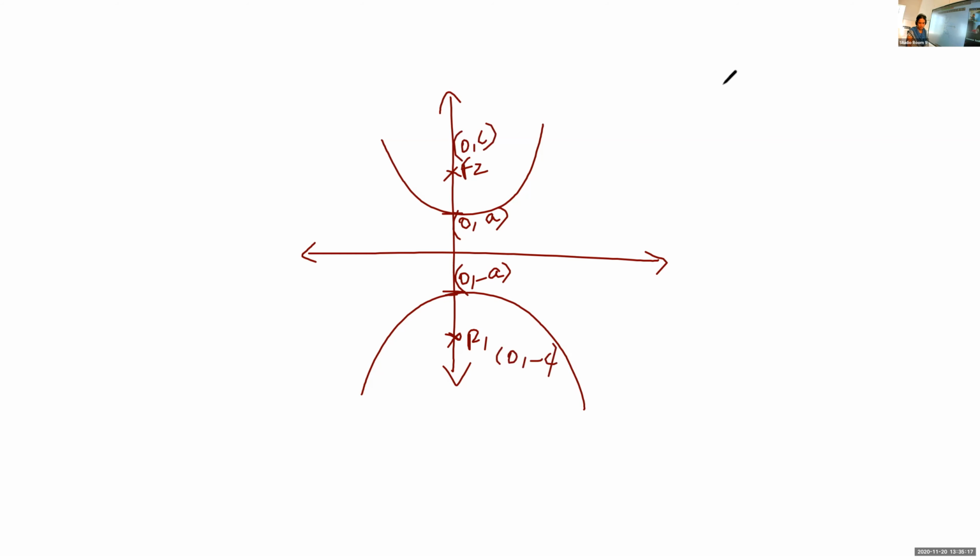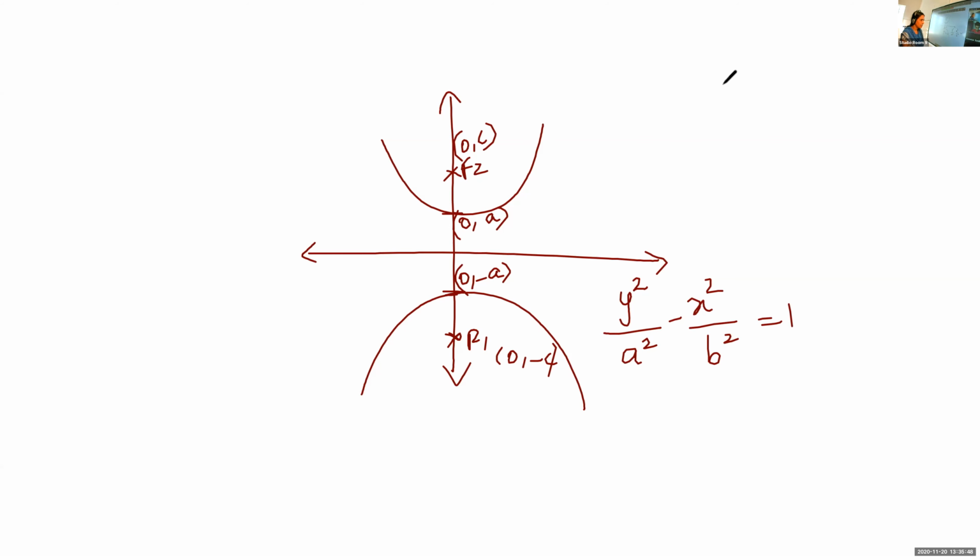Now listen children. The equation is y square by a square minus x square by b square is 1. If the focus lies on the y-axis, then y square by a square minus x square by b square is equal to 1.